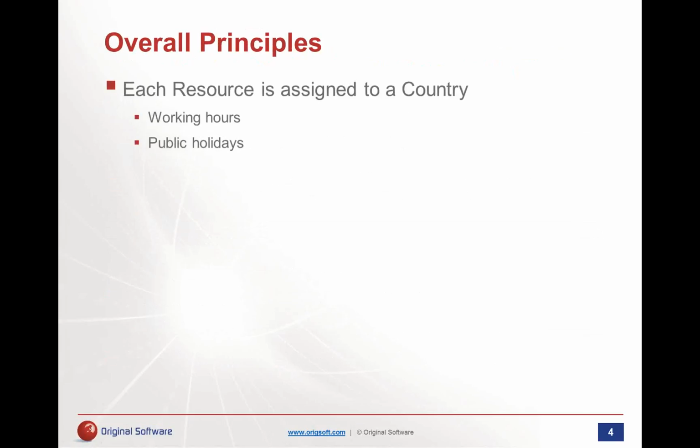So let's look at the principles in terms of how this is achieved within Qualify. So at a high level, each resource is assigned to a country. So for example, I would be assigned to the UK, and the UK has a standard set of working days and working hours. So for our purposes, let's assume 5 days a week, 7 hours a day. The country also contains default public holidays, so bank holidays that everyone has access to.